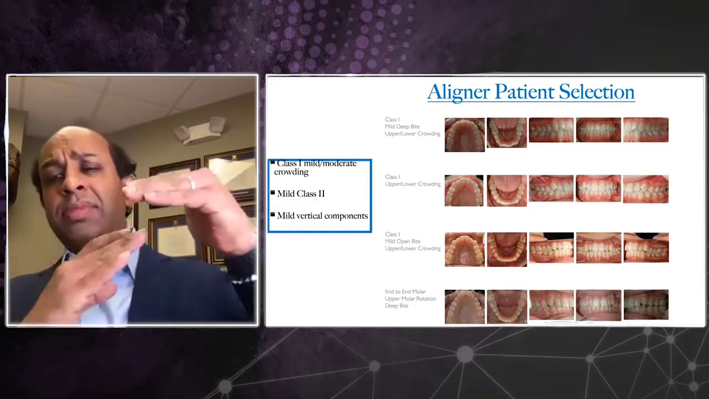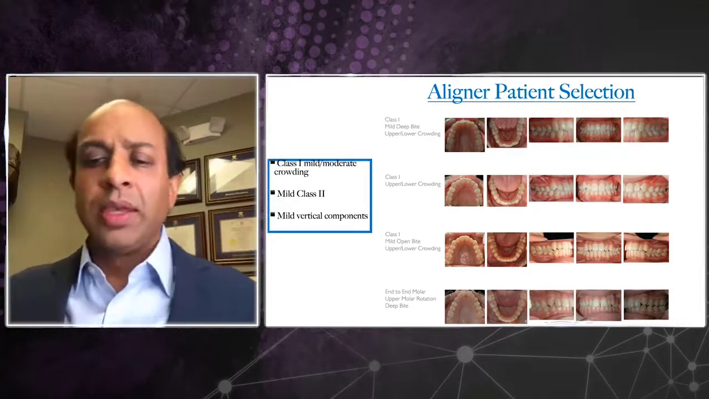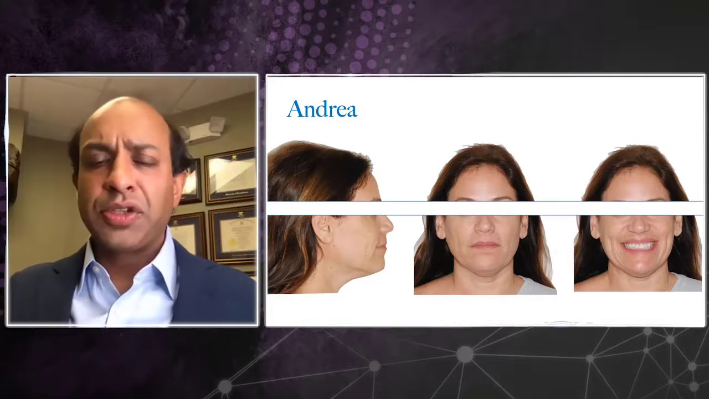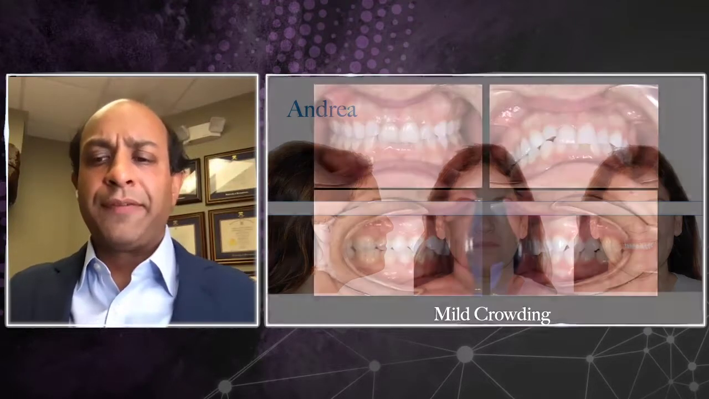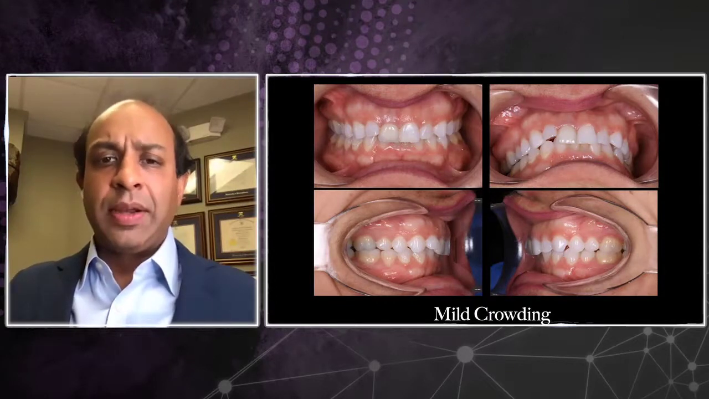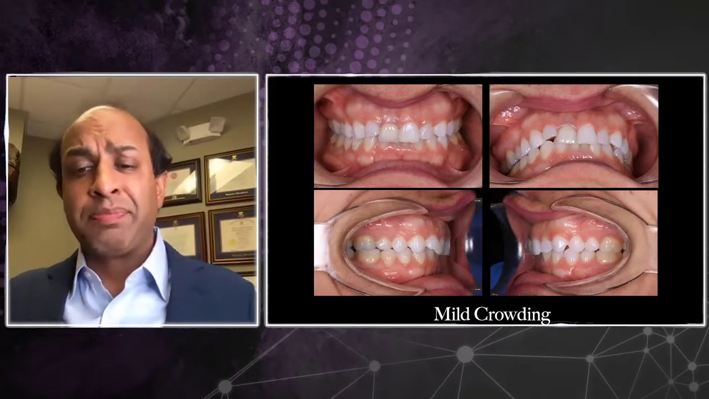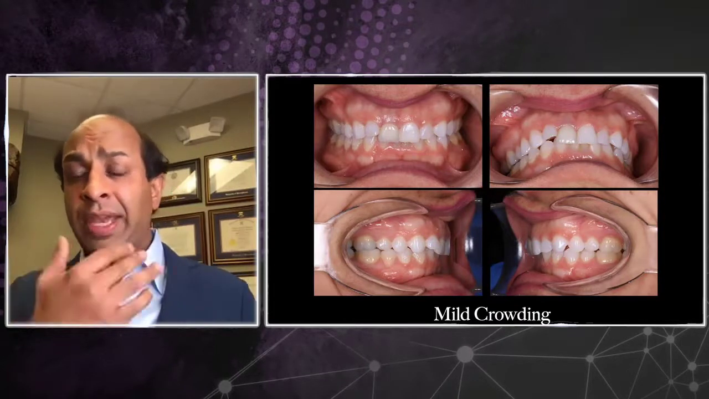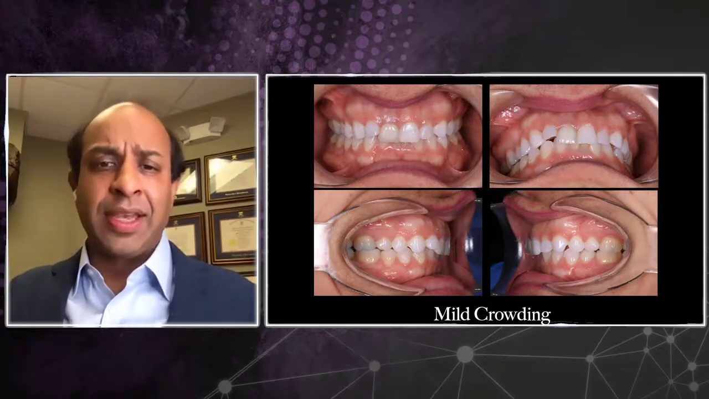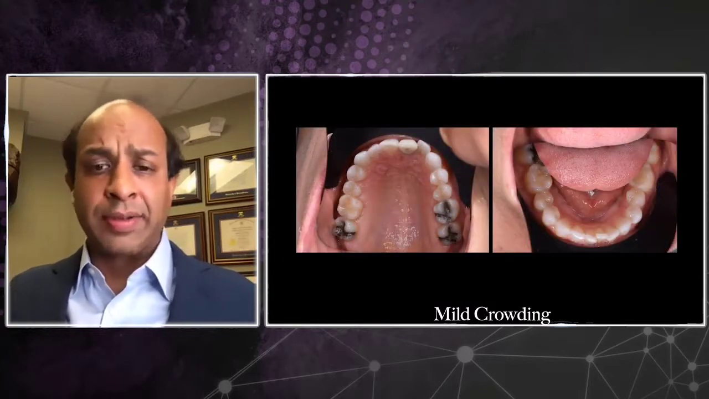If it's 0, 1, or 2, where you have to just do some anterior closure, those are perfect cases for the aligners. So let's take a look at some examples. If we see Andrea over here, she presented with some mild crowding. She was in particular very interested in only having the lower treated, but we can see here that we can easily help with tooth number 7 or the upper right lateral incisor.